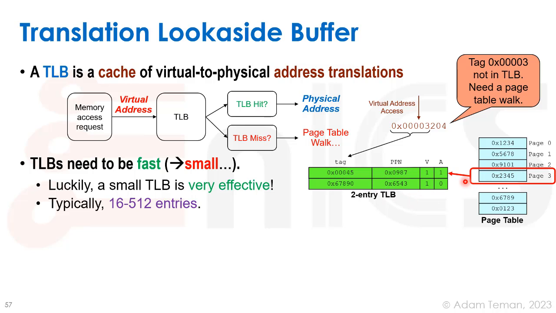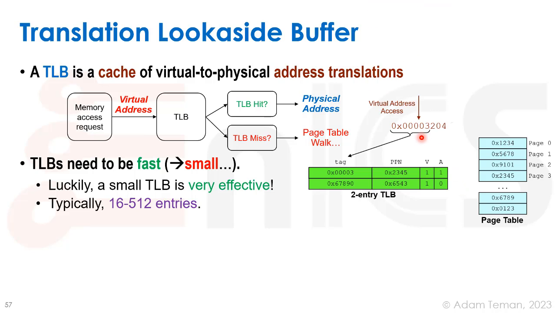So we found page number 3. We loaded it into the TLB. Now in our tag, we have 00003, which is our virtual page number, and we have the translation, which is the physical page number over here. We also say that this is valid because it is pointing to DRAM, and it was recently accessed.